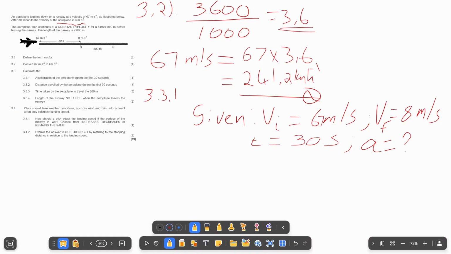But there are some instances where you need to use more than one formula. You find that you don't have one variable, but you can get it using another formula, calculate it somewhere, and then put it in your formula. In this case, it is easy. We know V final, it's there. We are given in the formula sheet V initial plus a change in time.